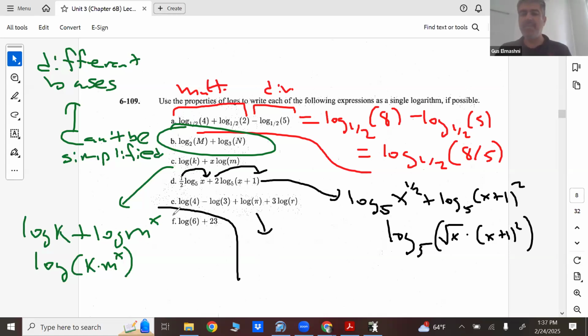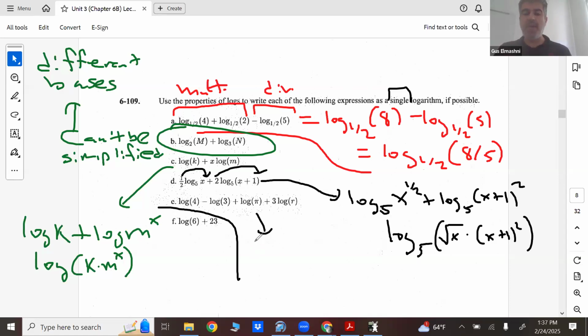It's up to you. The bottom line is we want to get down to 1 log. That's all that matters. When we're condensing logs, you just have to make it down to 1 log, with the same base. That was the mistake I made in part B.